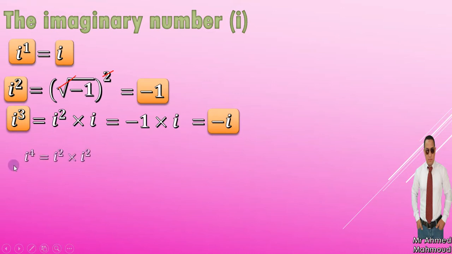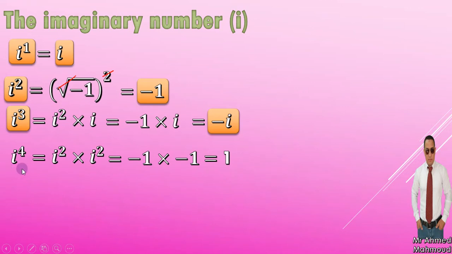Finally, I power 4, which equals I power of 2 times I power of 2. I power of 2 equals negative 1, and I power of 2 equals negative 1. It will be negative 1 times negative 1, which equals 1. So I power 4 equals 1.